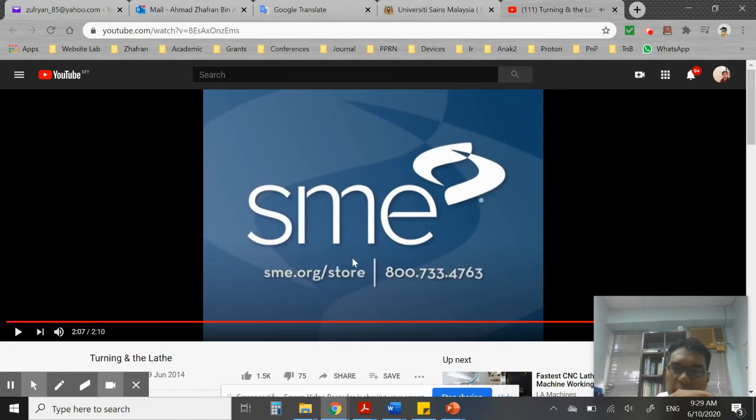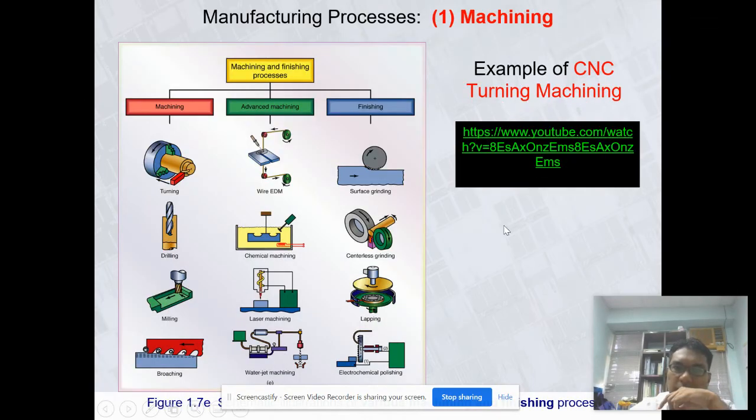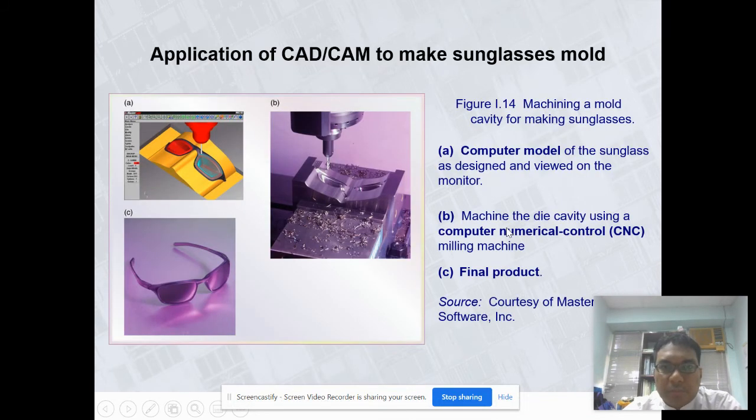Okay, so that's basically the process. It involves the machining process and also the finishing process during turning and lead machine, for example, that are involved in the machining process. So you can watch again if you want to get more understanding on that.